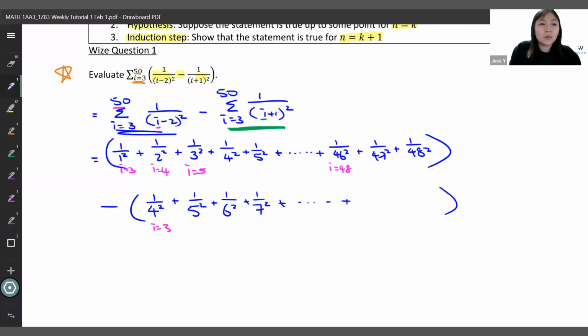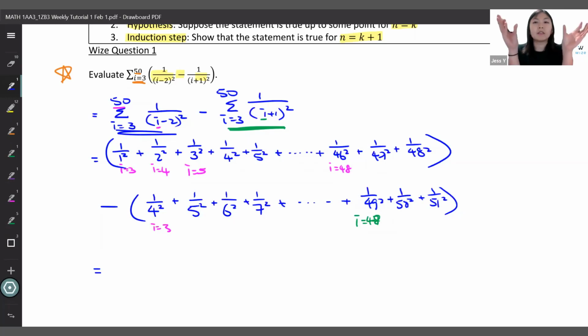And then when i equals, let's say 47, okay, go back a few terms, 48, right? Doesn't matter, you can start at 47, 48. But let's say when i equals 48, you're going to have 1 over 48 plus 1, which is 49 squared, and then 50 squared, and finally 51 squared. And this is what I mean by it's a telescoping sum. Think of a telescope. You can kind of collapse it, right? Make it smaller. That's exactly what's going to happen here.